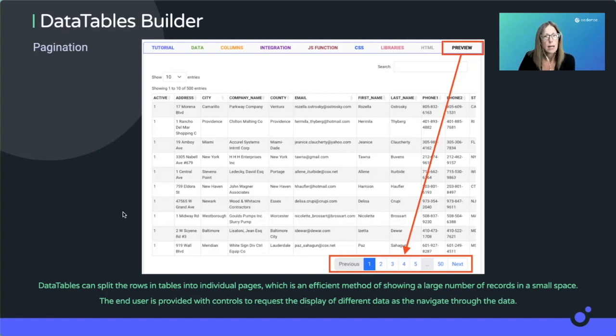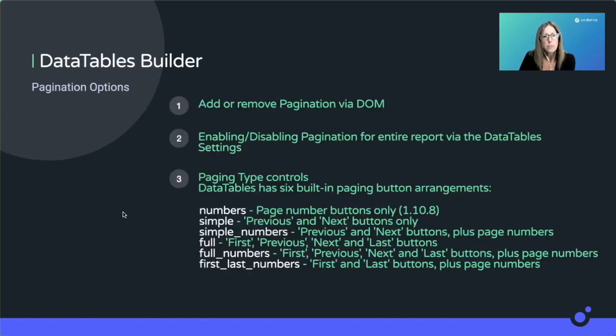All right, let's look at a little bit further detail. Just like searching, there are a couple of ways to control this as a developer. We talked about this before, where you can add and remove pagination from the DOM. That's the little P tag. And then we can also leave the DOM on but turn it off for that build or that report by just setting the pagination to false.